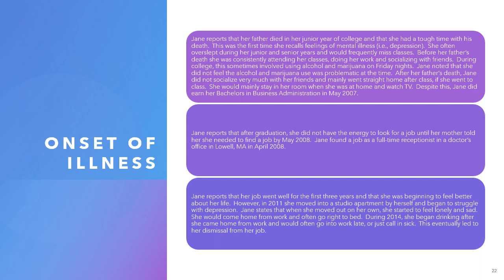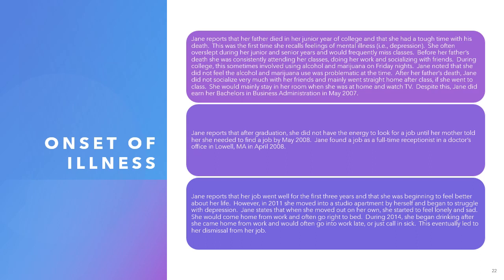Onset of illness. Summarize the circumstances and approximate age of illness onset. Jane reports that her father died in her junior year of college and that she had a tough time with his death. This was the first time she recalled feelings of mental illness, depression. She often overslept during her junior and senior years and would frequently miss classes. Before her father's death, she was consistently attending her classes, doing her work, and socializing with friends.